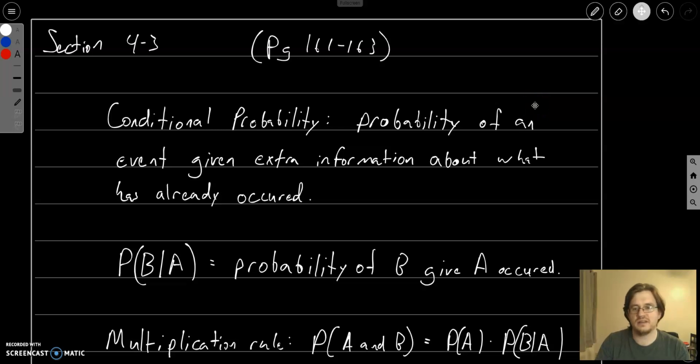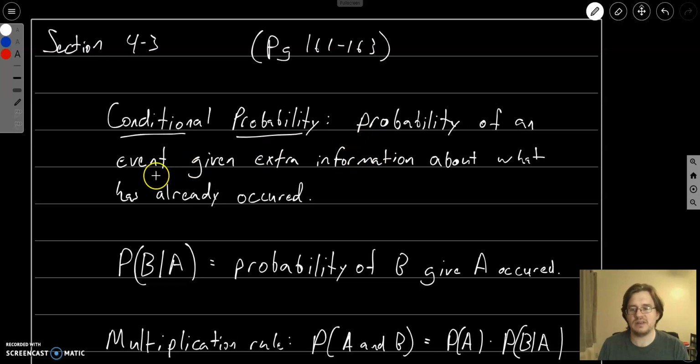Hello and welcome back. This will be the second video on section 4.3, and this video will feature conditional probability. We've already seen this a little bit, but we'll go into a little more detail in this video.